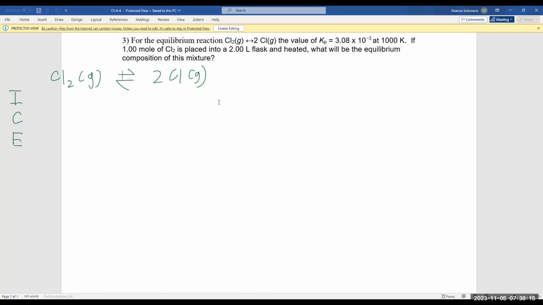Because your initial is given here. You have 1 mole of Cl2, so you get 1 mole here. It's first placed into the flask, so that means that there is 0 Cl because it hasn't started reacting at all. From there, we normally do X. So I'm gonna do X for the ice table, but keep in mind that X is also equal to this squiggly E thing that you'll sometimes use for partial temperatures and finding KP.